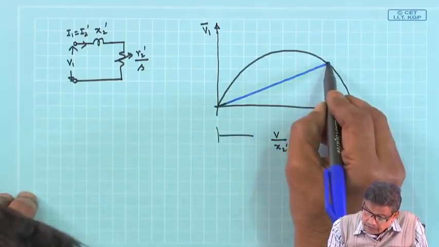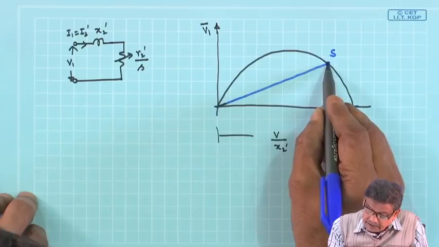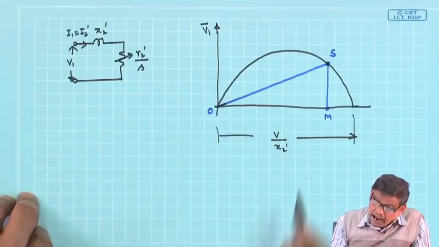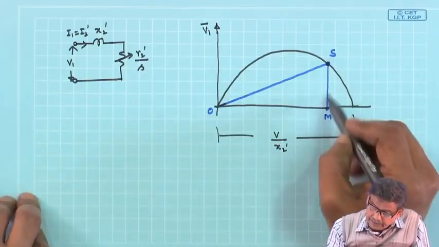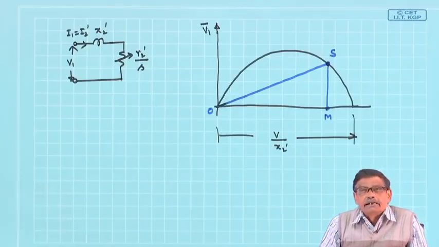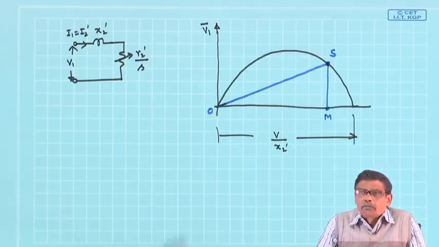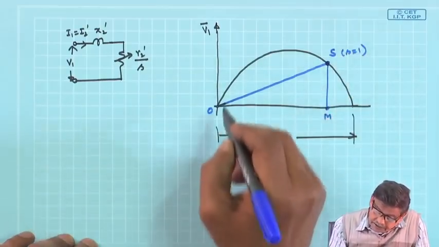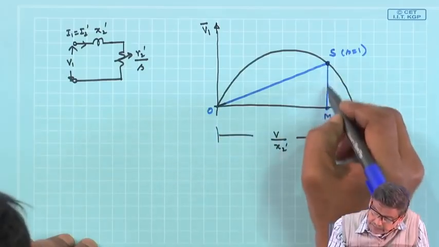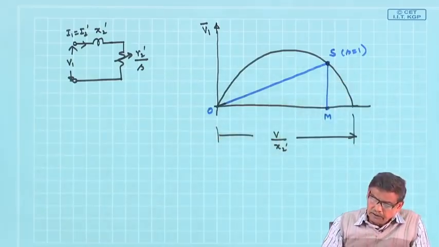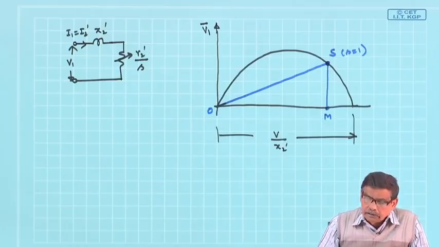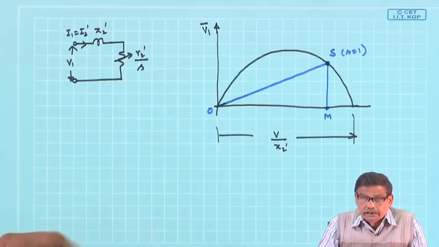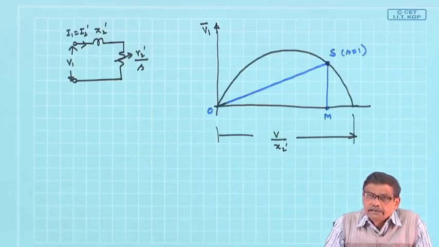It is at this point, I called it point S, and I dropped a perpendicular here, M. This point I just called O, and I showed that this SM is a measure of air gap power as well as rotor copper loss at s equal to 1. SM therefore represents both rotor copper loss as well as torque developed in the machine. Mind you, the machine is not rotating, you have blocked it, but it is experiencing that torque.